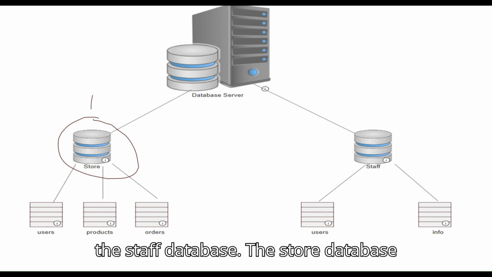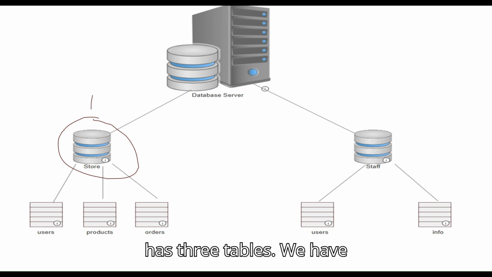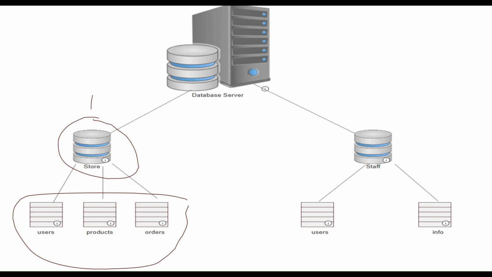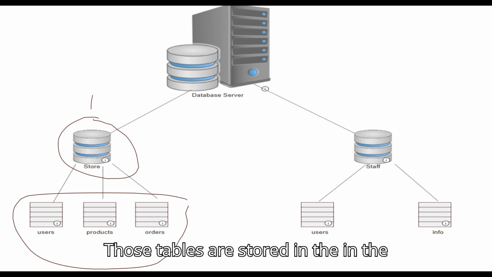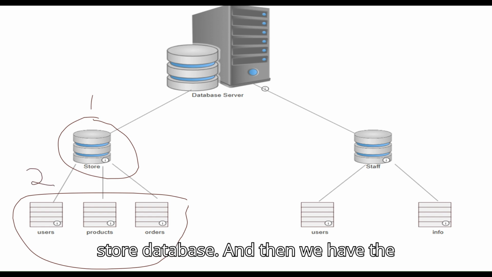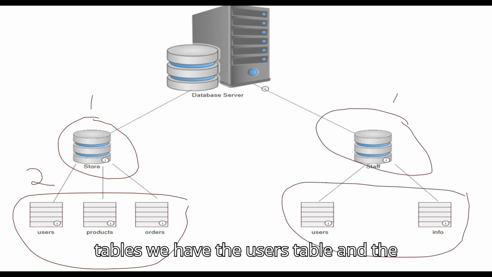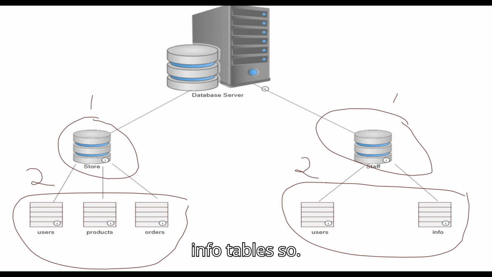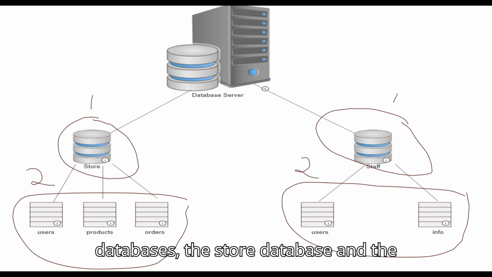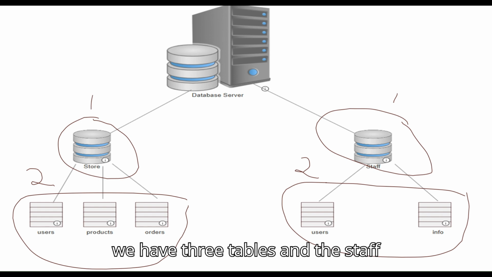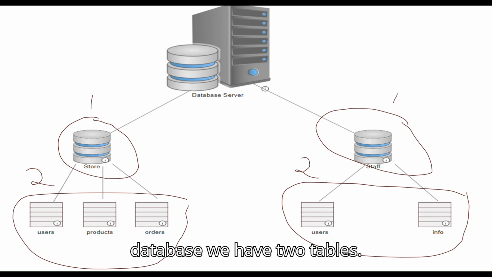The store database has three tables. We have users, products, and orders tables. Those tables are stored in the store database, and then we have the staff database, which has two tables. You have the users table and the info table. So looking at the screen, we have two databases: the store database and the staff database. In the store database, we have three tables, and in the staff database, we have two tables.